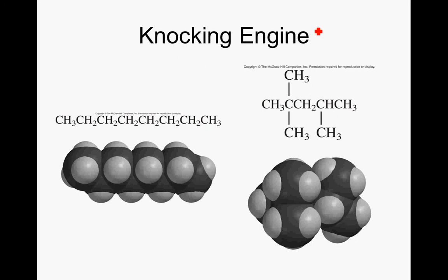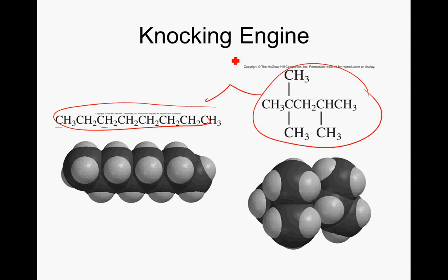Something else you may have seen in the gasoline is what's called an octane rating. Those are because of isomers. Isomers are when two compounds have the exact same chemical formula, but the atoms are arranged differently. In this picture, there are two compounds of octane because it has eight carbons. If you count all the carbons here and all the carbons here, you'll notice that they both have 8 carbons. You'll also notice that they both have 18 hydrogens.